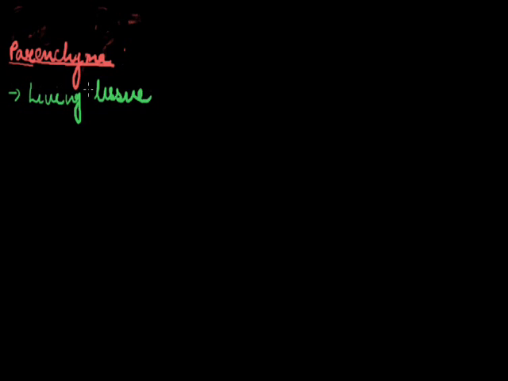The next type of plant tissue is parenchyma. In this, parenchyma is a living tissue.